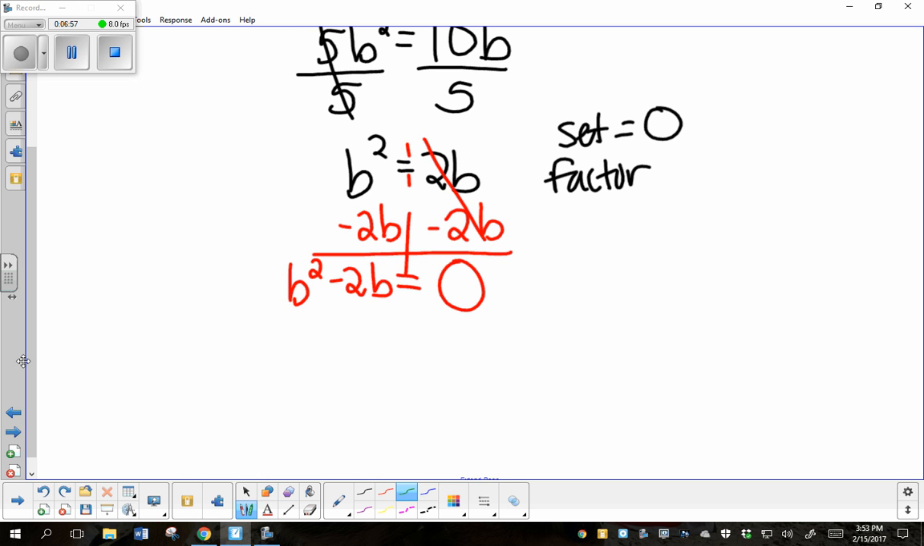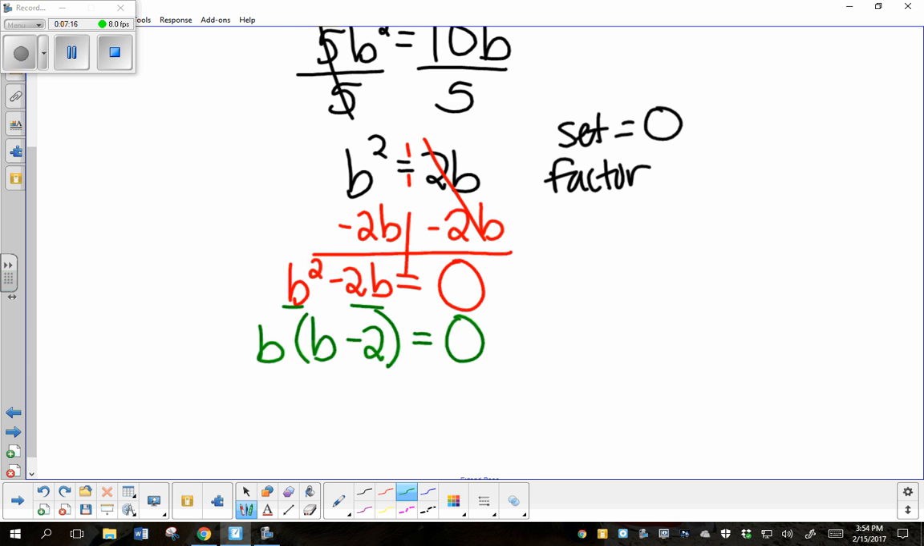All the same rules of factoring apply. I can take something out of both of these terms. I can take a b out. So we want to go ahead and do that. So we're going to take a b out, and we're going to be left with b minus 2. And it's still equal to 0.